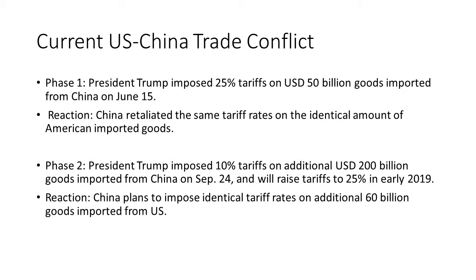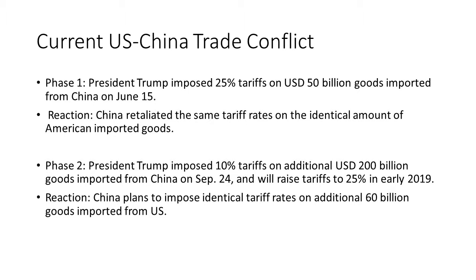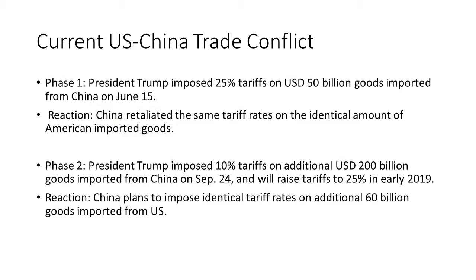For the first one, how to understand the China-US trade imbalance, let's look at the diagram first. So far we have 2 stages of the China-US trade conflict. The first is that on June 15, President Trump imposed a 25% tariff on 50 billion US dollars of goods imported from China. And as a retaliation, China said, we will impose the same tariff rate on an identical amount of American imported goods. That's the first stage. In the second stage, on September 24, the US imposed 10% on an additional 200 billion, and said this tariff will rise to 25% in January 2019. China planned to retaliate on an additional 60 billion with the same tariff rate.